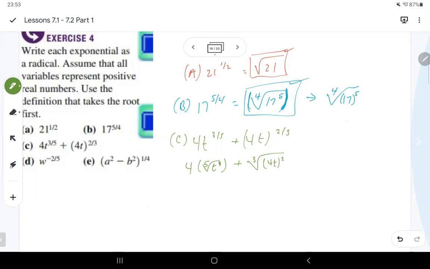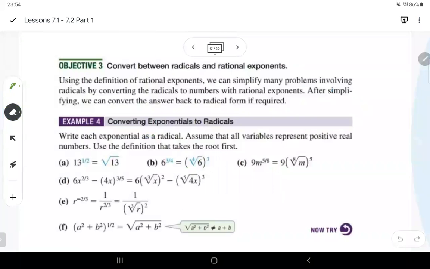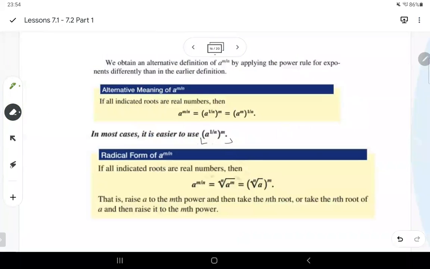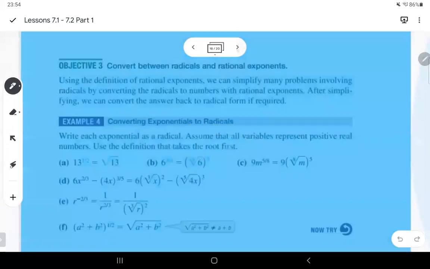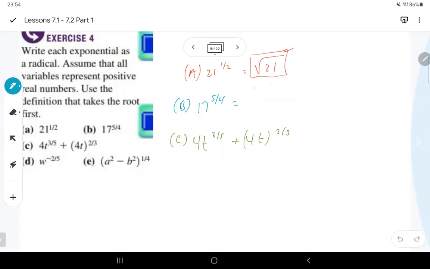Let me check the textbook real quick. Nope. So they're having us use these rules and they're making us use them for a reason, I'm sure, but they can be confusing. So definitely whatever the rule is previously. So right here, this rule, you want to make sure that you're using whatever rule is coming before each section. So here, we do want to make it to be the 4th root of 17 whole thing to the 5th power. So whole thing to the m power.